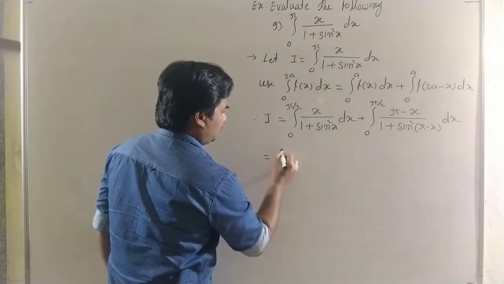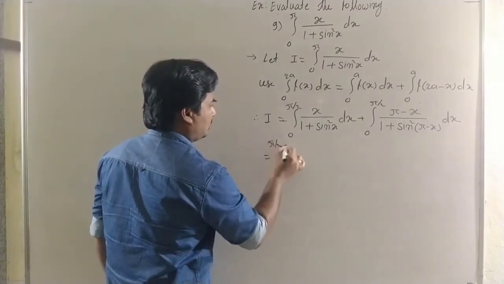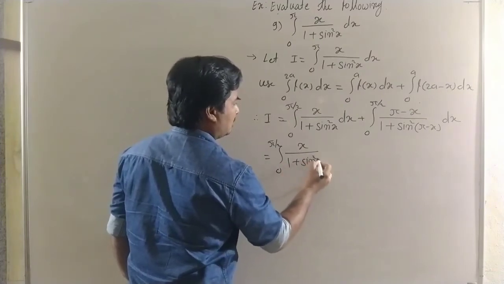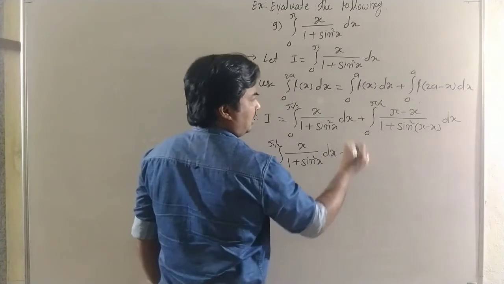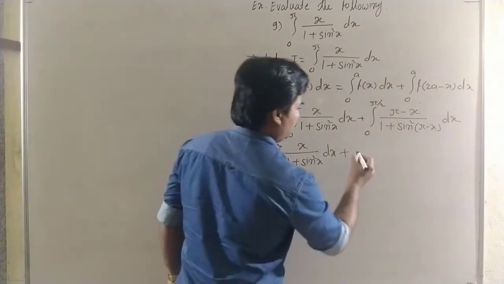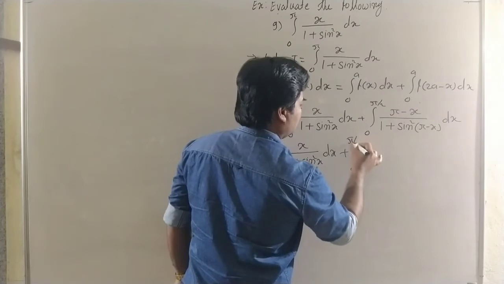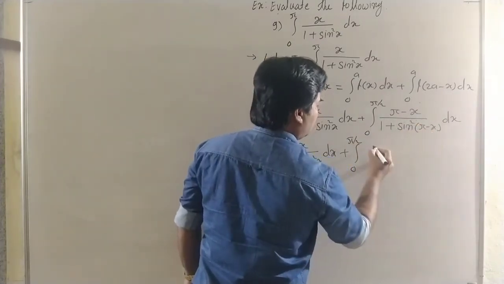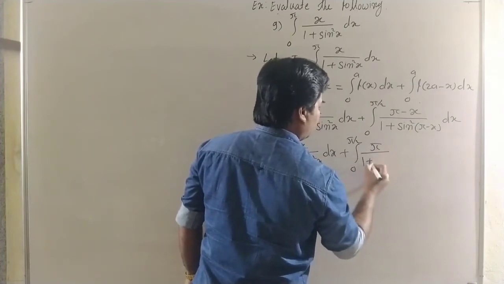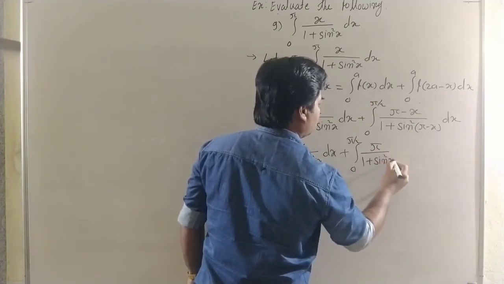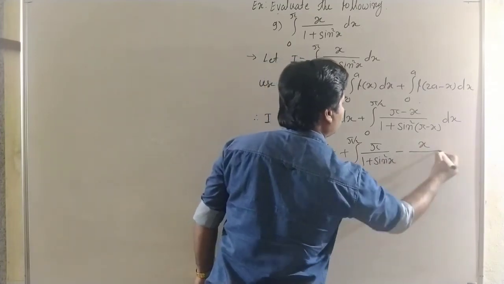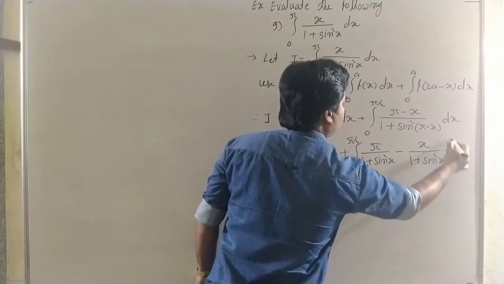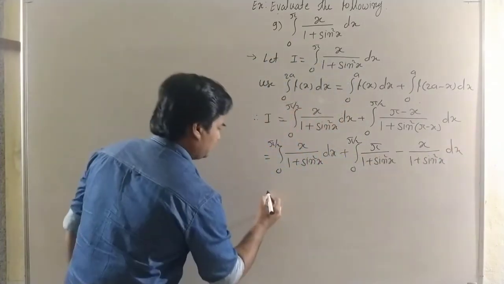Again the same procedure: integral 0 to pi by 2 of x upon 1 plus sine square x dx. It is the same procedure as the previous example. In the second integral, sine square of pi minus x is sine square x, so we can write it as pi upon 1 plus sine square x minus x upon 1 plus sine square x dx. Now first separate the integral.